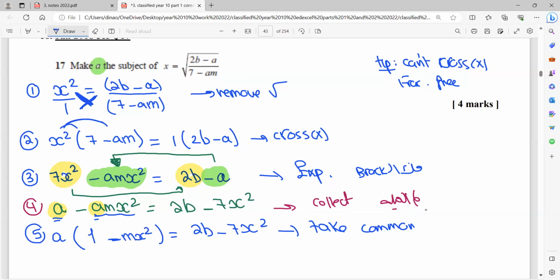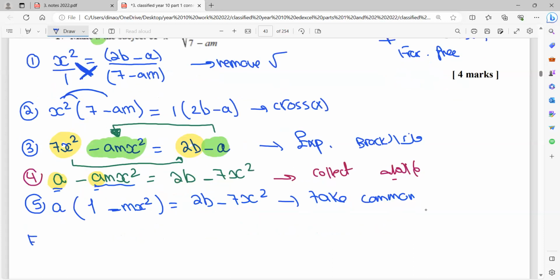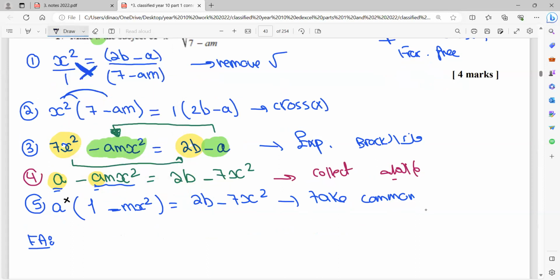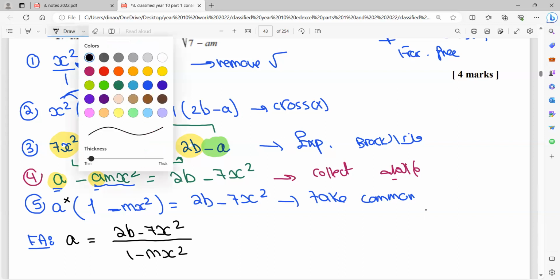Now what remains is the final answer, which is step number 6. A equals. Now, since the A is multiplied by the bracket, I move the bracket as a whole by division. I move it by division, so I end up with 2b minus 7x squared over 1 minus mx squared. And that's it, it's 100% correct. I just want to say one small thing here.